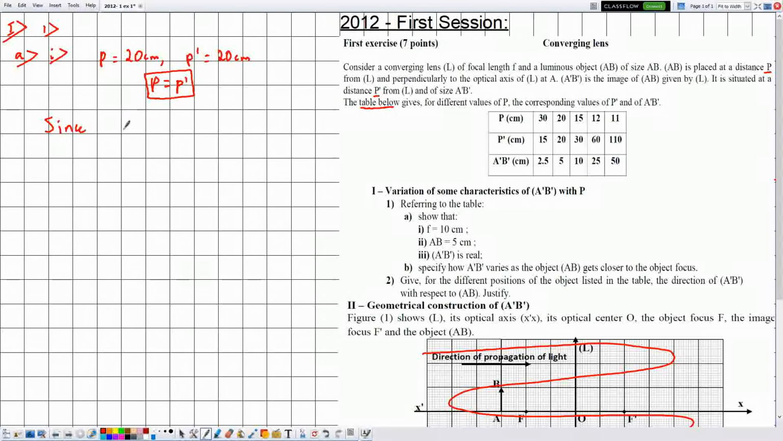Since P is equal to P prime, then we can deduce the focal length from the following relation. Then P is equal to the double of the focal length, in which the value of P is equal to 20 centimeter. Now because P is equal to 2f and we know the value of P to be 20 centimeter, we can deduce the value of f by dividing both sides by 2. Then the value of f is equal to P divided by 2.